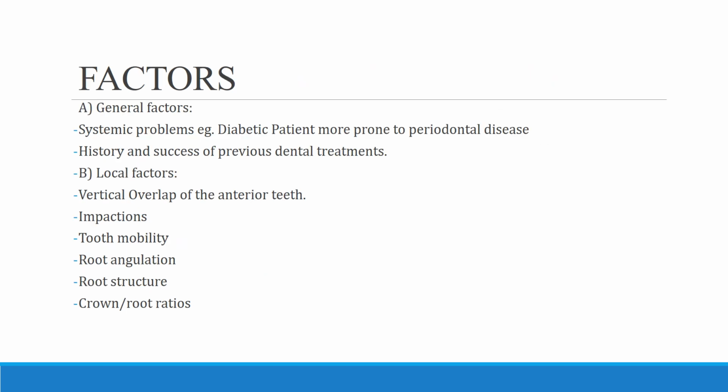So there are two factors, general and local factors, which are involved. So for general factors, all the systemic problems come into play. Medical history has to be taken and evaluated properly. History and success of previous dental treatments has to be taken into consideration. Local factors: vertical overlap of anterior teeth, impactions, tooth mobility, tooth angulation, tooth structure, crown root ratio.